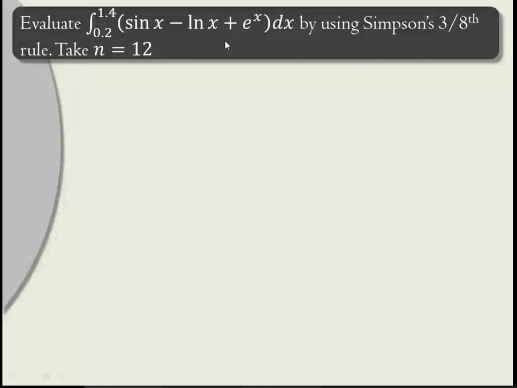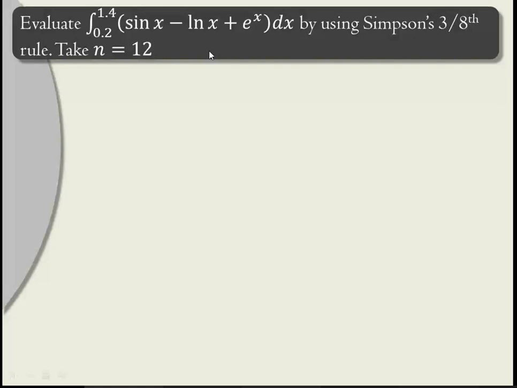Now for finding the integral using Simpson's 3/8 rule, we need tabular values. So we have to prepare a table. For preparing a table, we need values for x0, x1 up to xn. And for finding the values of x, we need n, we need h, and x0. x0 is 0.2, xn is 1.4. The difference between 1.4 and 0.2 divided by n will be h. Okay, so n is 12.